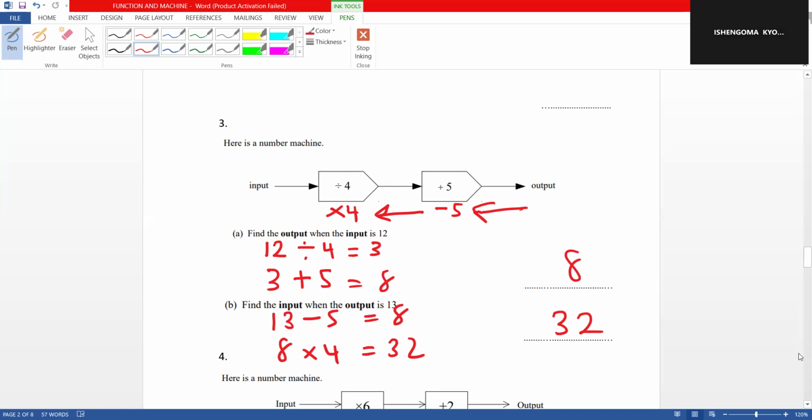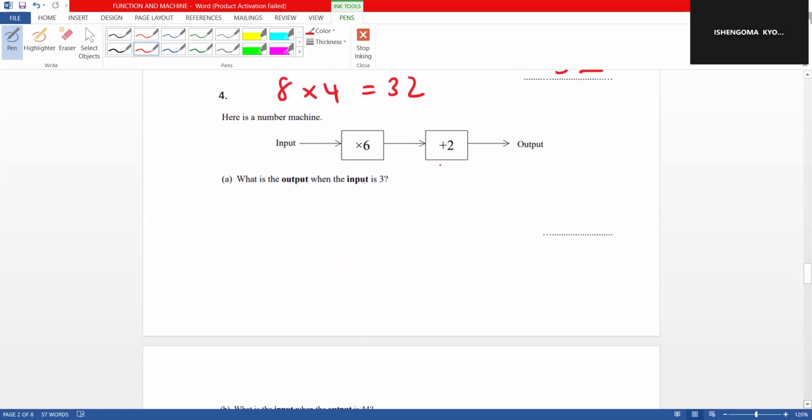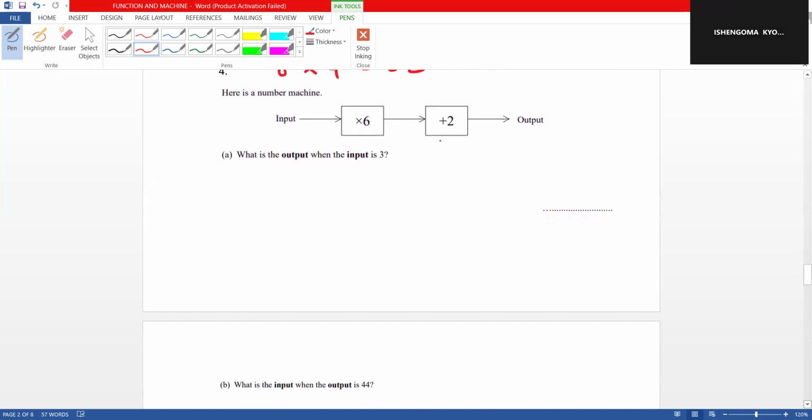Right. This is how we solve questions using the machine. Let's proceed for more examples and practice. Find output when the input is 3. The first act is times 6. Then I will get 18. After getting 18, I go to my next act. And my next act is +2, which gives me 20. So therefore, my output will be 20.